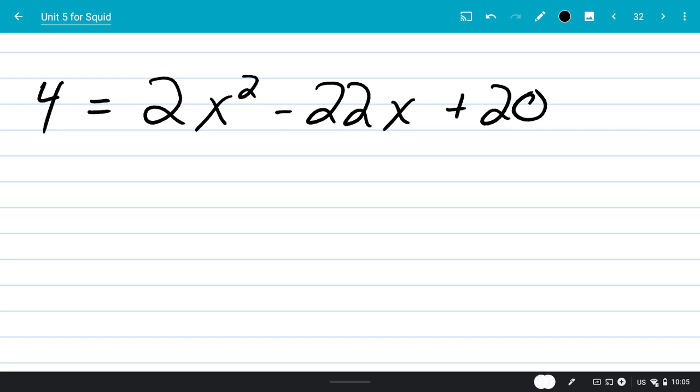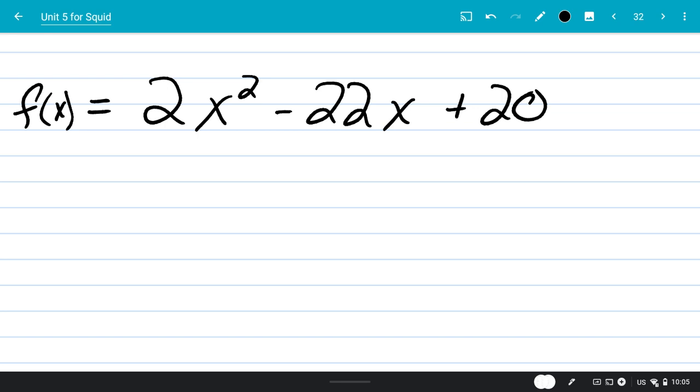It would become a problem. I would have to deal with that 4. I would have to move that 4 over before I can start factoring or anything. We're not going to have anything like that today. They're going to look like f of x or y or something. I just want to remind you, we've been focusing on the one side, but we're still dealing with equations here.